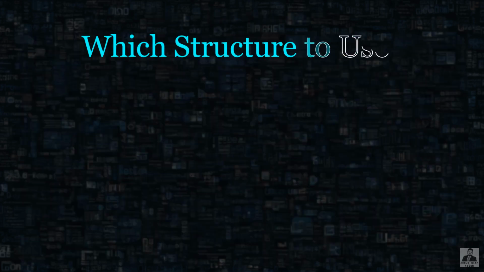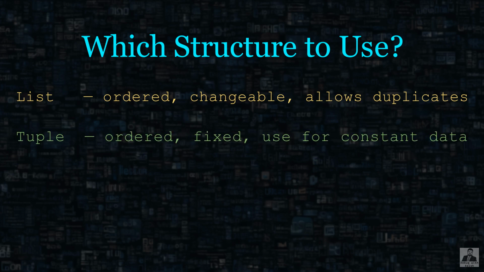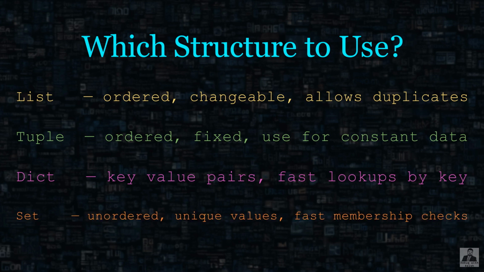Here is a simple decision guide. Use a list when you need an ordered collection that you will modify over time and duplicates are acceptable. Use a tuple when the data is fixed and must not change. Use a dictionary when you need to look up values by a specific key. Use a set when you only care about unique values and need fast membership checks. Picking the right structure for the job makes your code faster and cleaner.